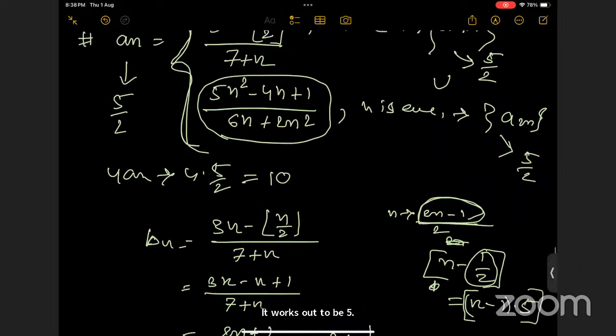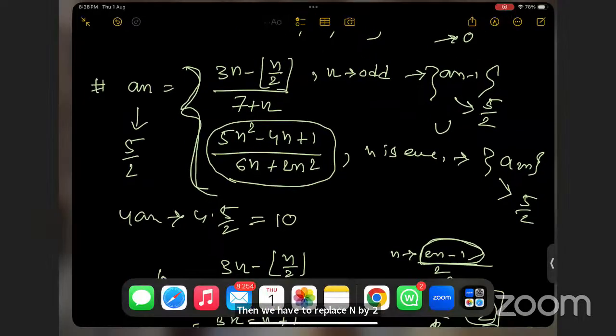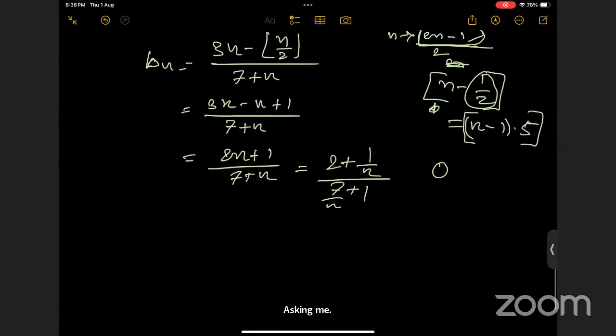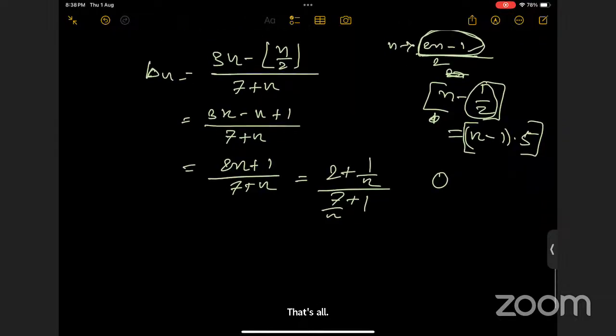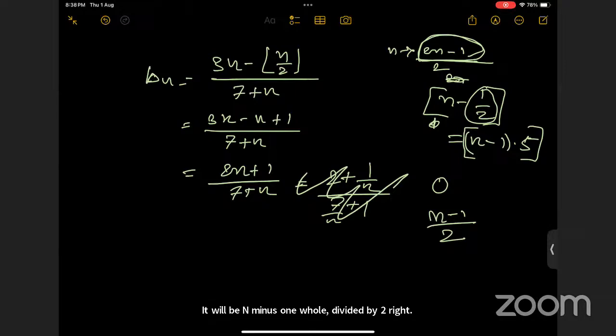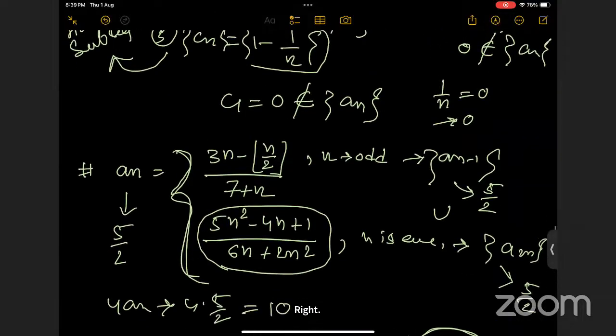How? I'm not getting it. Ma'am, we have to replace n by 2 with n minus 1 by 2. Yes, that's all. Yeah, she's correct. Okay. n minus 1 whole divided by 2. Yeah, that's right. It will be n minus 1 whole divided by 2, right? Yes, ma'am. Perfect. Okay, then we can adjust it. Then it will tend to something, 5 by 2, right? That's correct.